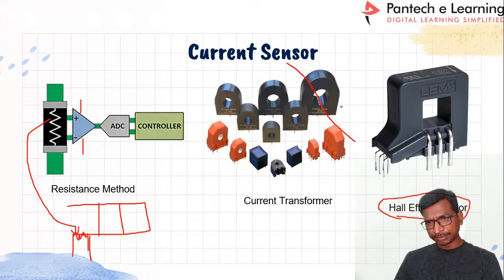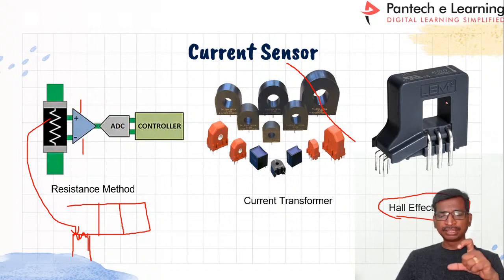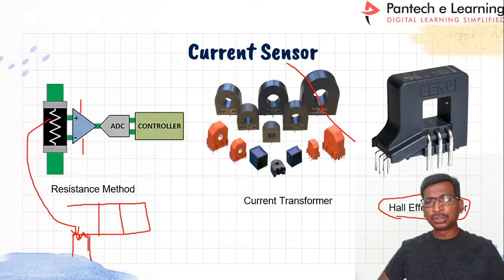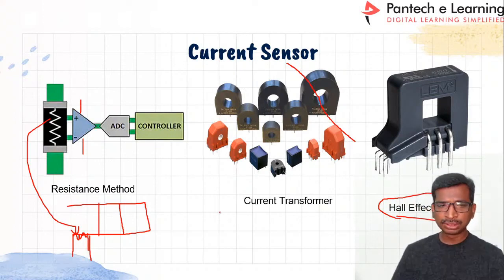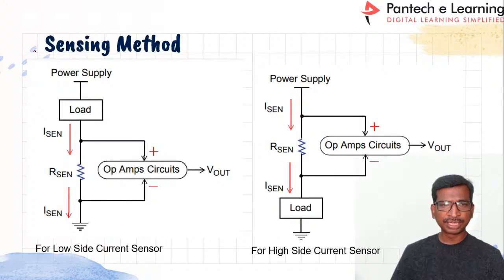So actually this also will work on the same method, but here the north and south pole will be placed in a proper manner to get a proper output voltage. So these three types of sensors have been used to sense the measurement of current, right? So here the sensing is by the shunt resistor method.